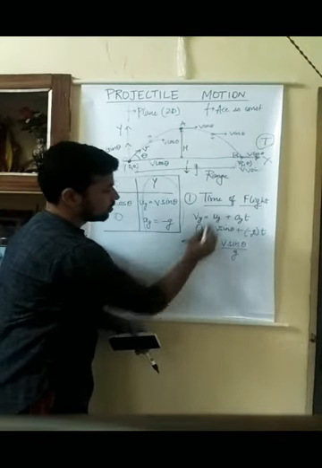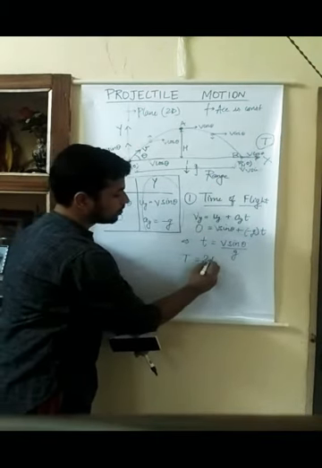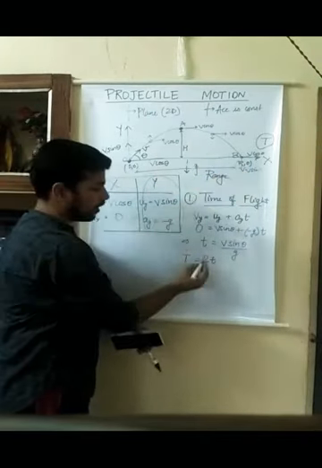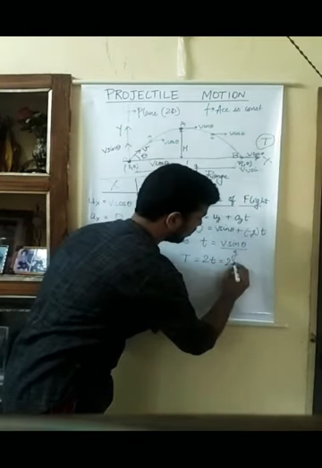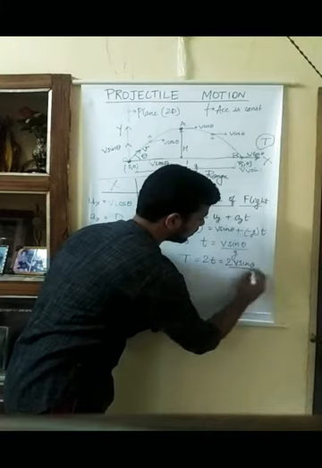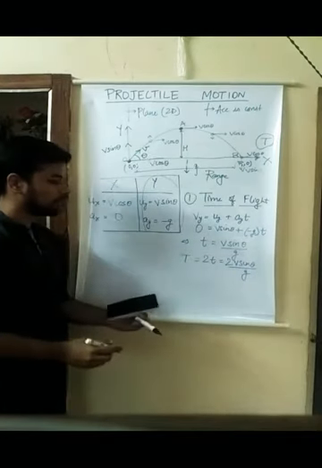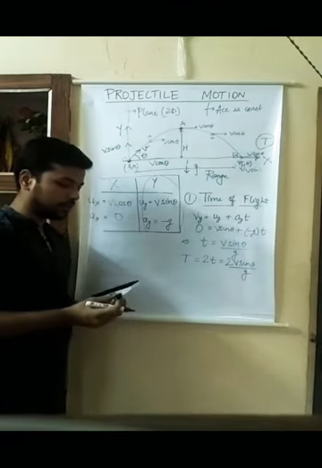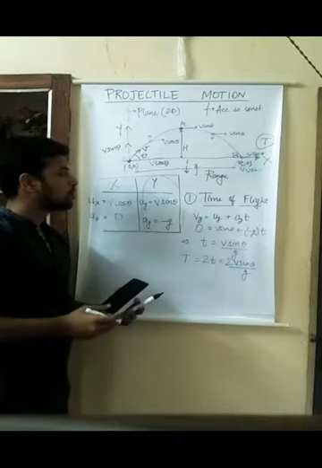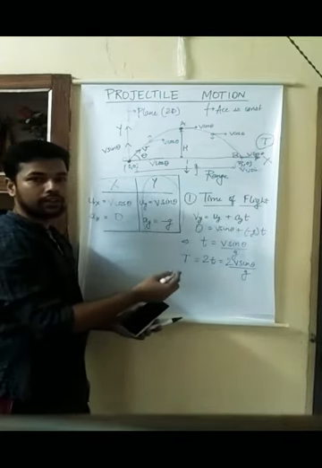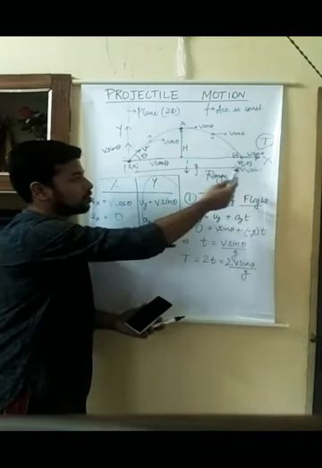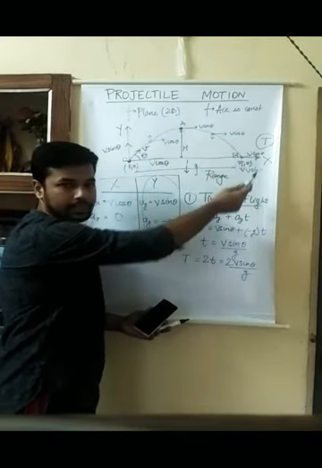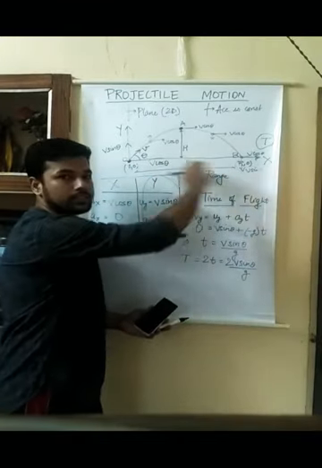So time of flight would be 2t. That is the time taken for the ball to go from origin to B. That would be 2t, and the formula would become 2v sine theta upon g. So this is your formula for time of flight. In essence, you need not remember it. You can always quickly derive it. And this is the time of flight for this basic projectile motion when it's a horizontal plane and the ball is thrown from origin and it comes back to that same plane, this same axis.